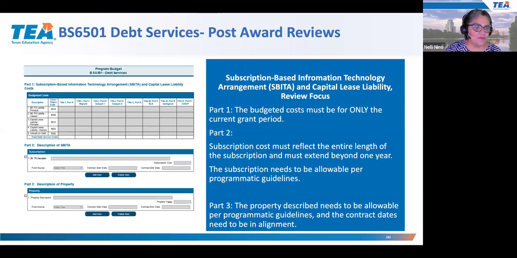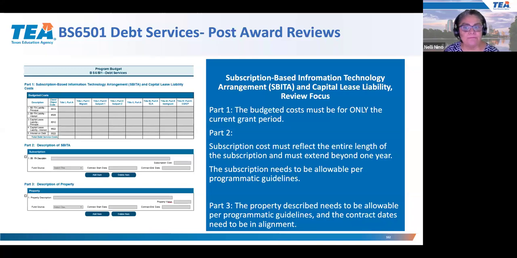So let's say you have a subscription and the subscription cost is $3,000 over 3 years. You would enter $3,000 on the subscription cost in part two. However, in part one, under whatever title program is funding these services, you're going to want to list, say, $1,000 for 1 year of that subscription. So you definitely want to make sure that the amount you put in part one and the subscription cost or property values that you put in part two and part three are different.